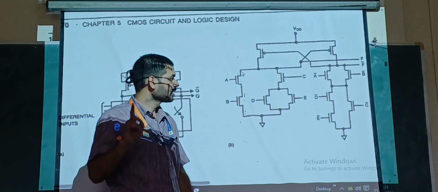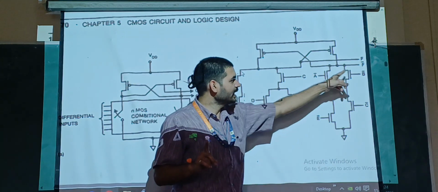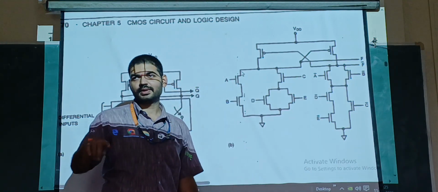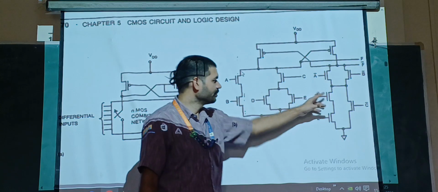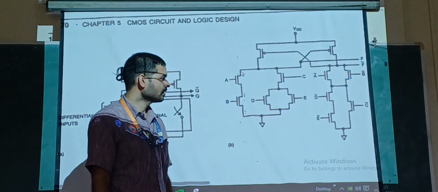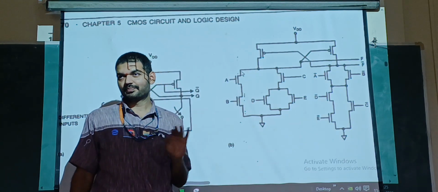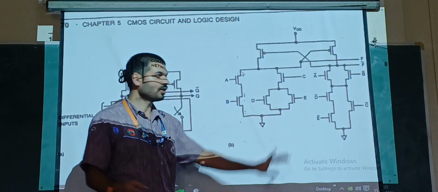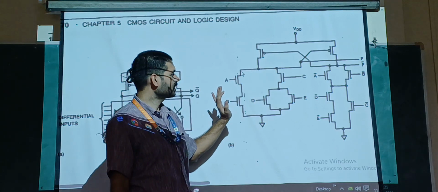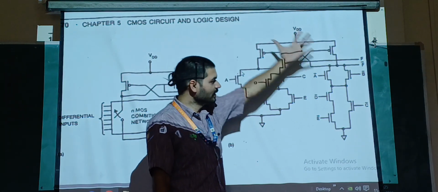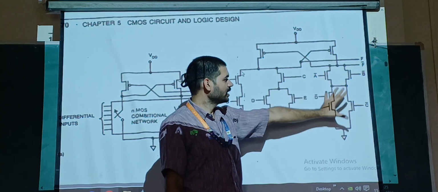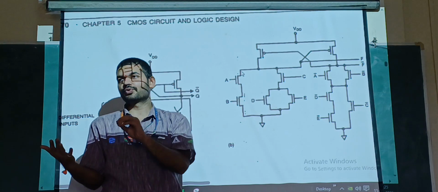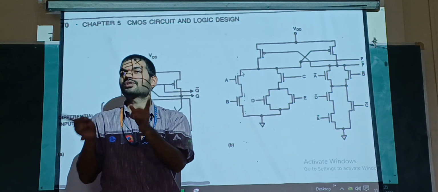Okay, but the important thing to note is A and B are not as it is. A becomes A bar, B becomes B bar, C becomes C bar, D becomes D bar, E becomes E bar. Okay. Again, for the NMOS logic we will draw one more parallel structure which is complementary of this structure. The structure is complemented, the inputs are also complemented, therefore the output is also complemented.